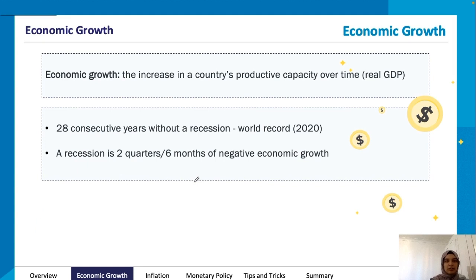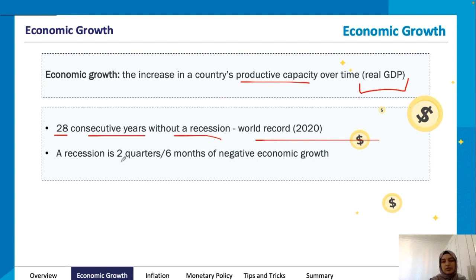Okay, let's start off simple, nice and easy. What is economic growth? It simply refers to the increase in the country's productive capacity over time, which is measured through real GDP. So productive capacity over time has increased, and that is going to be referred to as economic growth. We actually in 2020 broke a world record with 28 consecutive years, so in a row, without a recession. And a lot of the countries actually couldn't get this because of the GFC, where a lot of countries fell into recession, but Australia were able to save themselves through stimulus packages that were introduced at the time to encourage people to go out and spend.